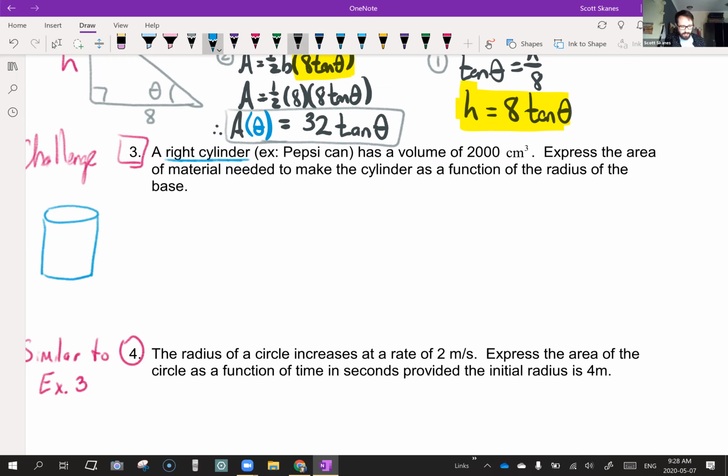Has a volume of 2,000. Okay, I'm going to write that down. Express the area of material needed to make the cylinder as a function of the radius of the base. Okay, so a function of radius. So first of all, the radius of the cylinder is here, just in case we need it. That's what the radius of the base means. Top or base, same thing. We need the area. I need area as a function of what? The radius.